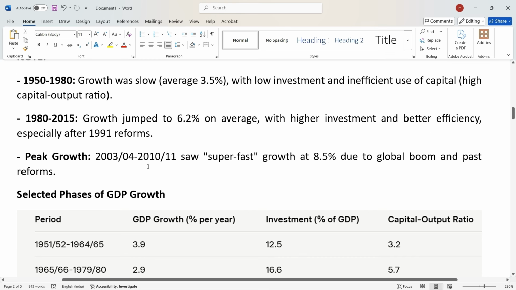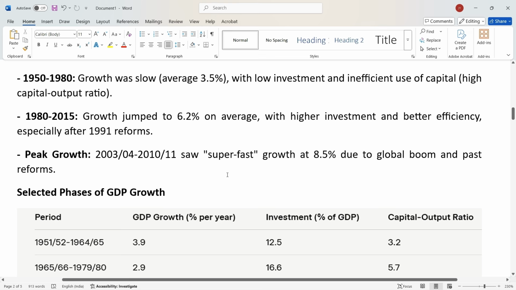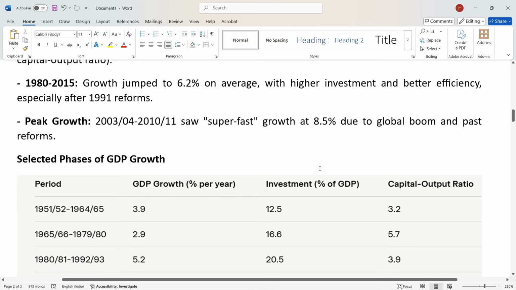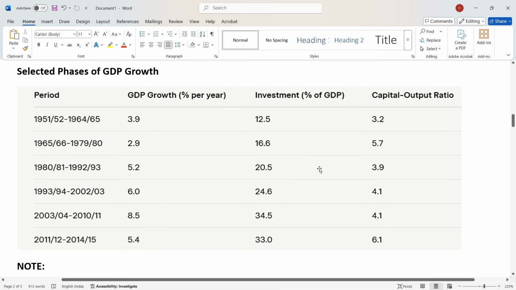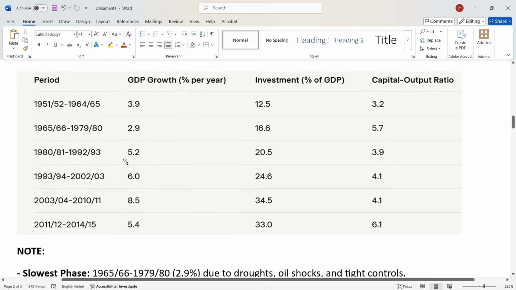There was a peak growth of the economy during 2003 to 2011, which was considered super fast growth, approximately 8.5 to 9%. This is also the table which shows the growth rate as per the different phases.